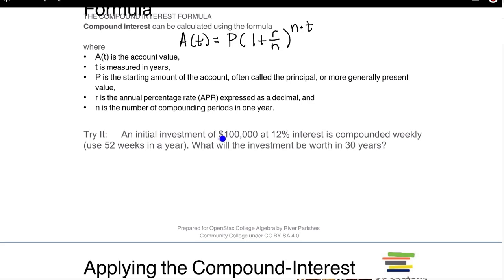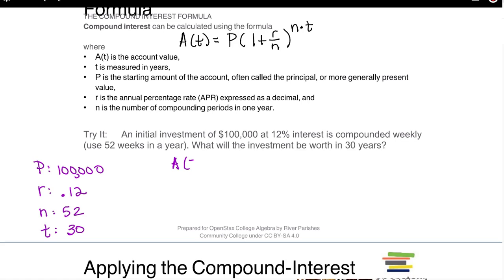An initial investment of $100,000 at 12% interest compounded weekly. What will the investment be worth in 30 years? So we know the initial amount is $100,000, and we know that the interest rate is 12%. The number of times it's compounded is 52, and the number of years is 30. All we have to do is substitute those values into the equation above to find A of t.